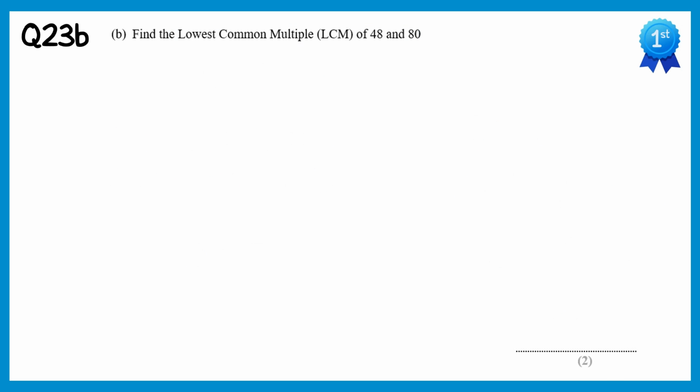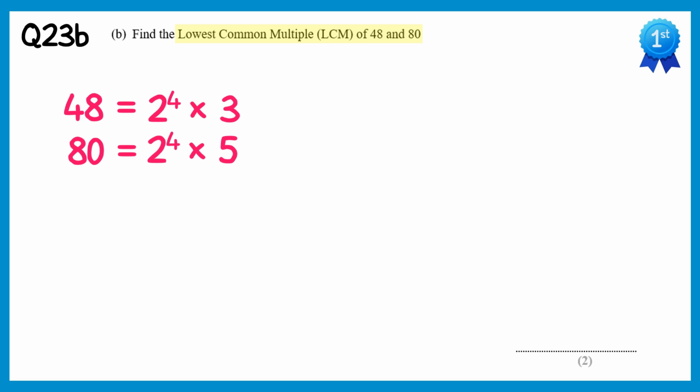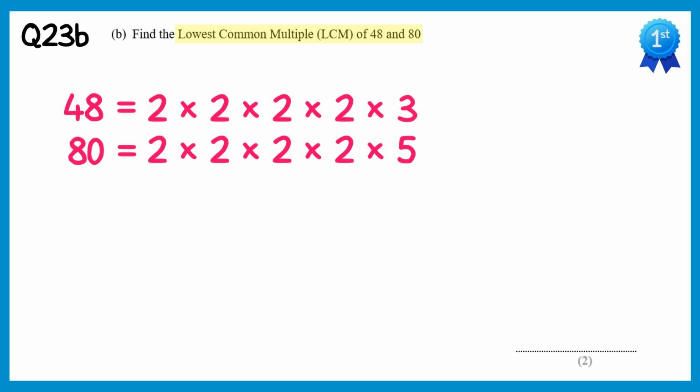For the second part of the question, we need to find the lowest common multiple of 48 and 80. We're going to start in the same way we did for the previous part, by prime factorising these numbers. So if you use your calculator to prime factorize them, you get 48 equals 2 to the power 4 times 3, and also 80 equals 2 to the power 4 times 5. I'm going to convert both of these 2 to the power 4s into 2 times 2 times 2 times 2 again. And then we move on to this Venn diagram again.